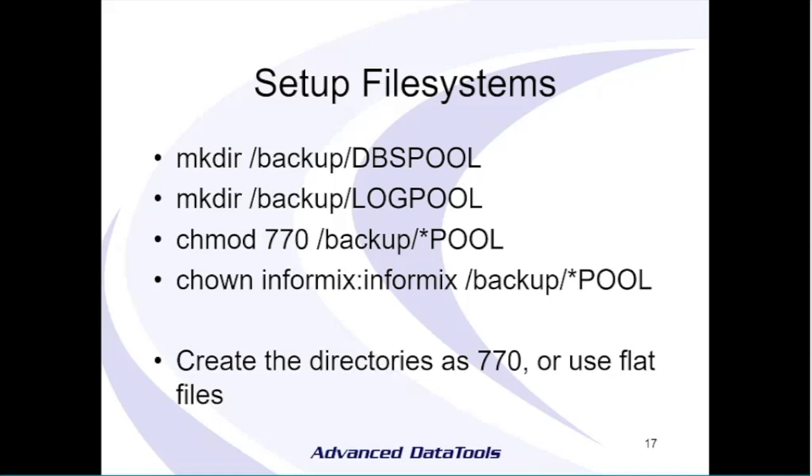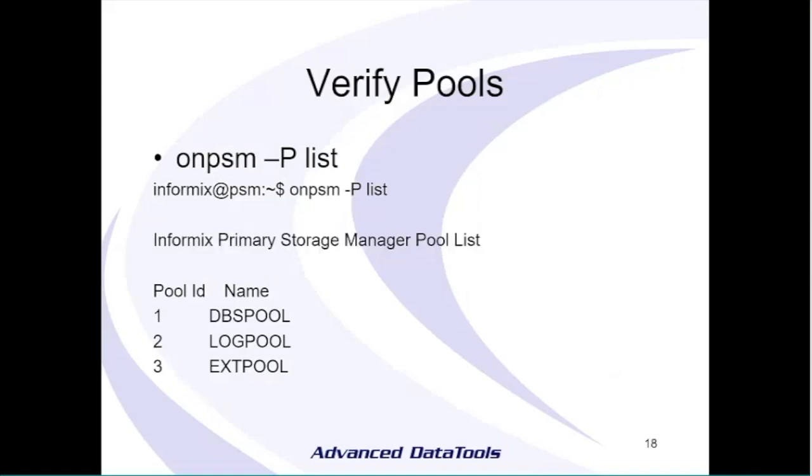So the next thing is to check our pools. If we do onpsm -P list, it'll give us a list of our pools that are defined. By default, we have the 3: DBSPOOL, LOGPOOL, and EXTPOOL. For this demonstration, I'm leaving them as they are. If you have a small to medium-sized instance, these should be fine. If you have a larger instance, you may want to have special pools for different tasks. It all depends on your environment.